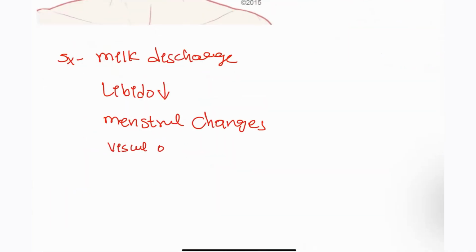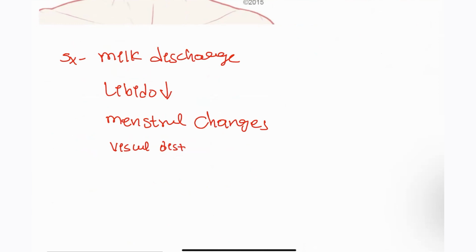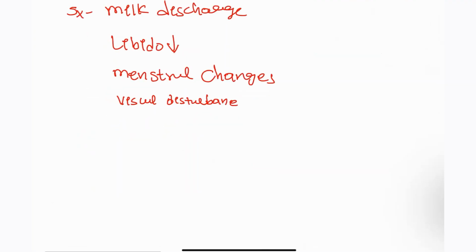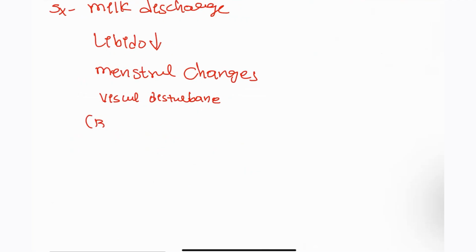So if the tumor is compressing the optic nerve, then it is going to cause disturbances for the vision. So the neuro-ophthalmology specific finding that you are going to see, that condition is known as bitemporal hemianopia. Okay, bitemporal hemianopia is seen in this patient.